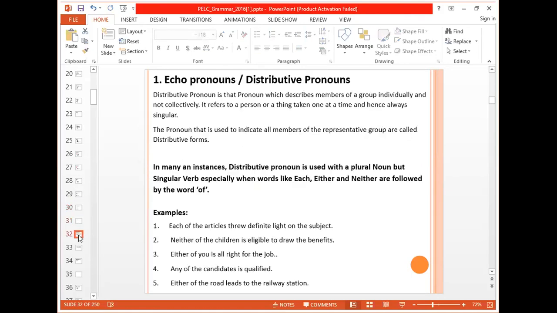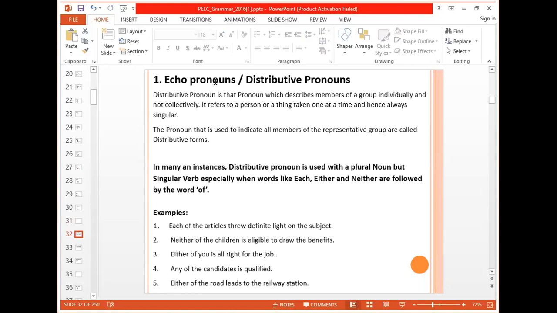All right. The next type of pronoun we want to move to is the last type. That is called eco-pronouns or distributive pronouns. This is the last type of pronoun that we want to study in today's lecture. From the name it's clear: distributive.